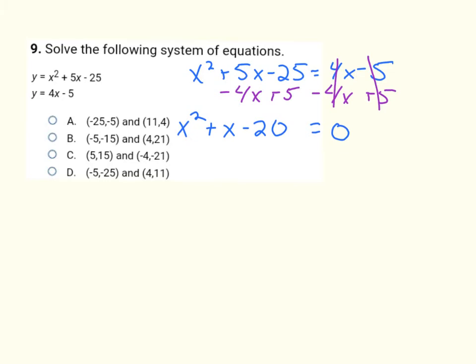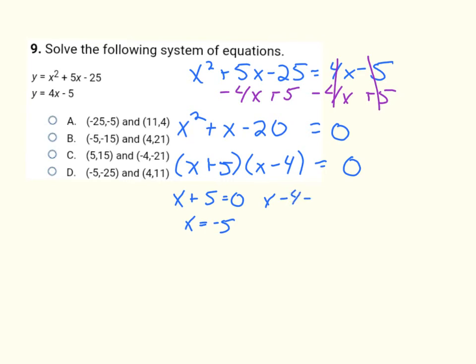So once again, you can choose how you want to solve this. I'm going to solve this by factoring. And it's going to factor as (x plus 5)(x minus 4) equals 0. And then when I set each of these equal to 0, x plus 5 equals 0, that means x is going to equal negative 5. And then x minus 4 equals 0, x is going to equal 4.